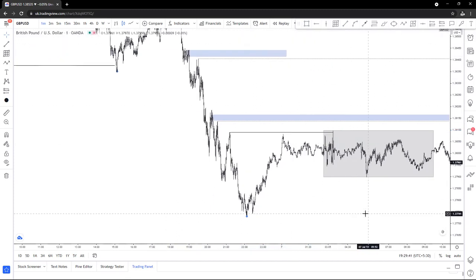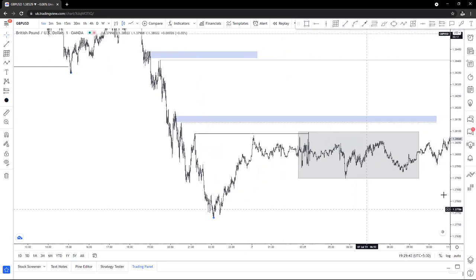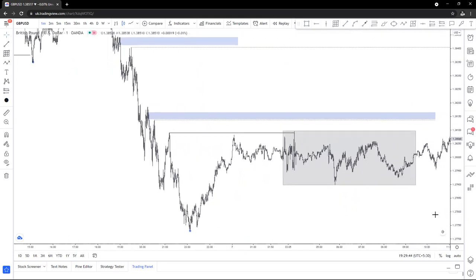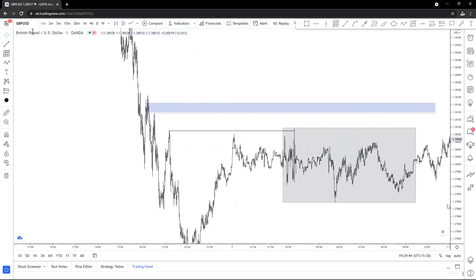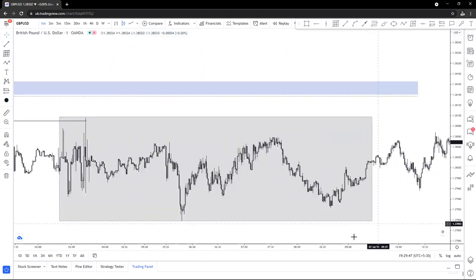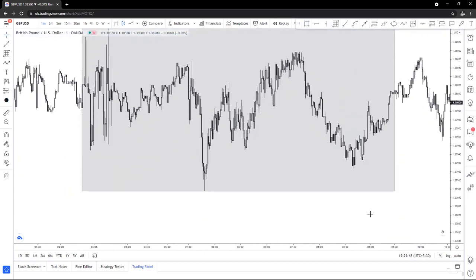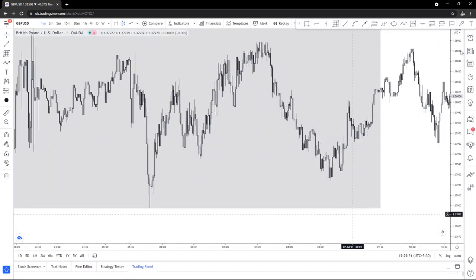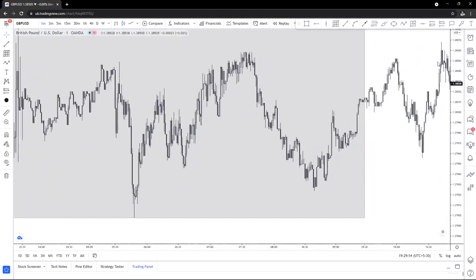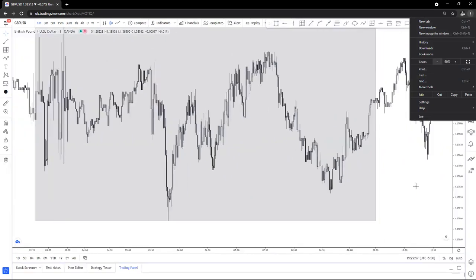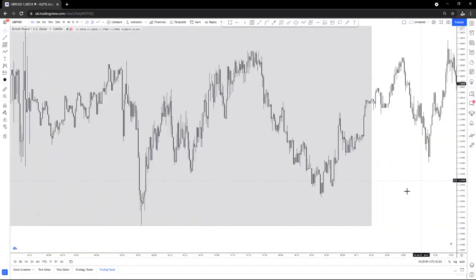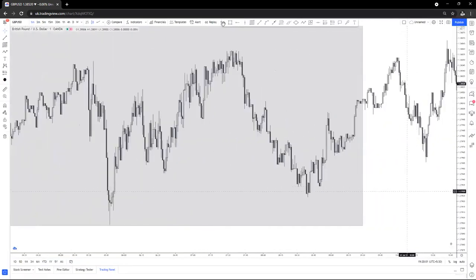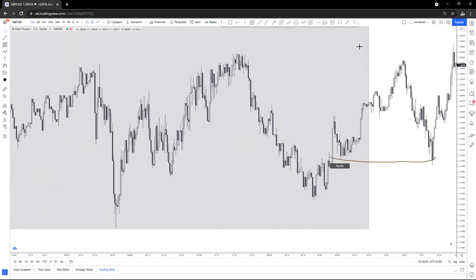Now I'll show you this. I came into the chart at around this time of the day, at around 9:30. 9:30 was when I entered the market. I'll show it to you. I'll show you every single reason why.